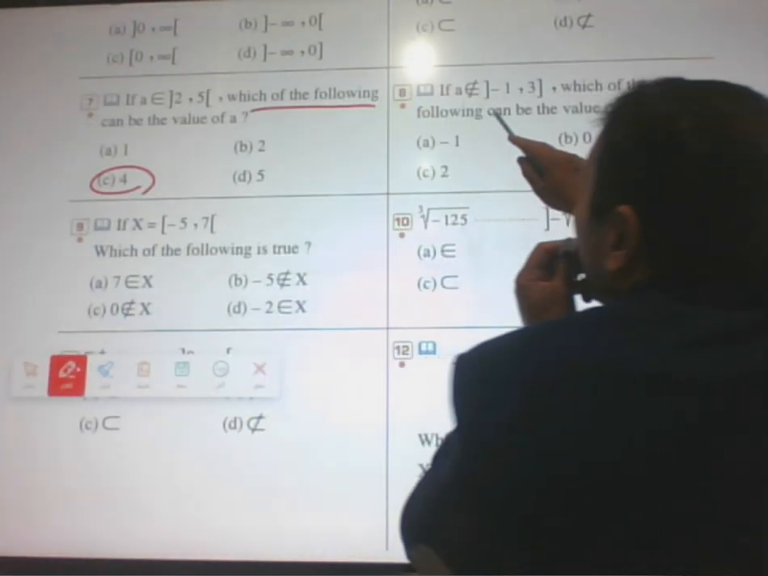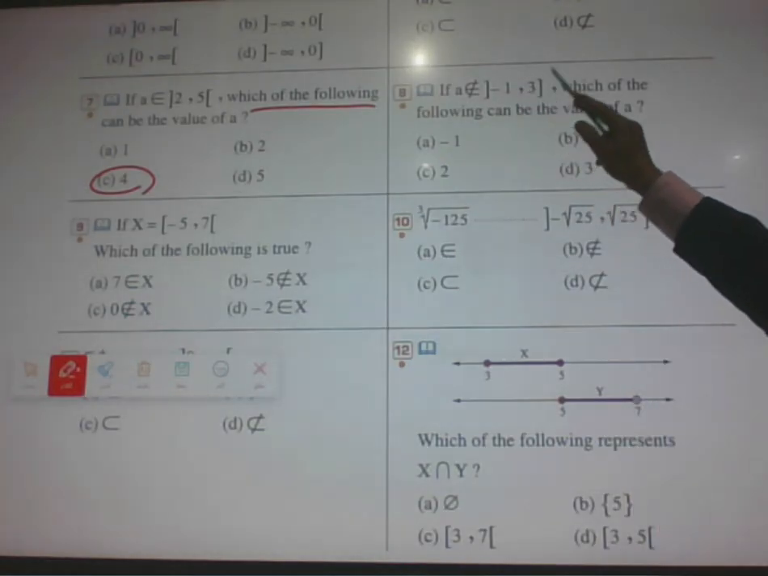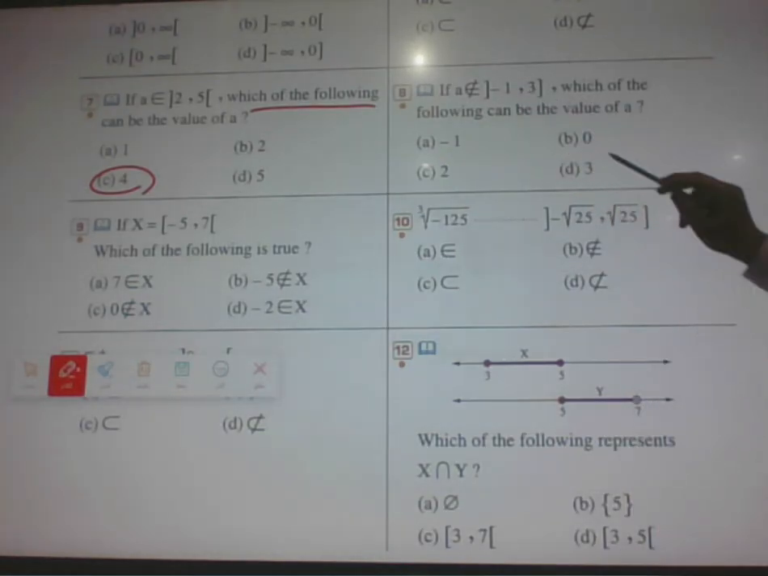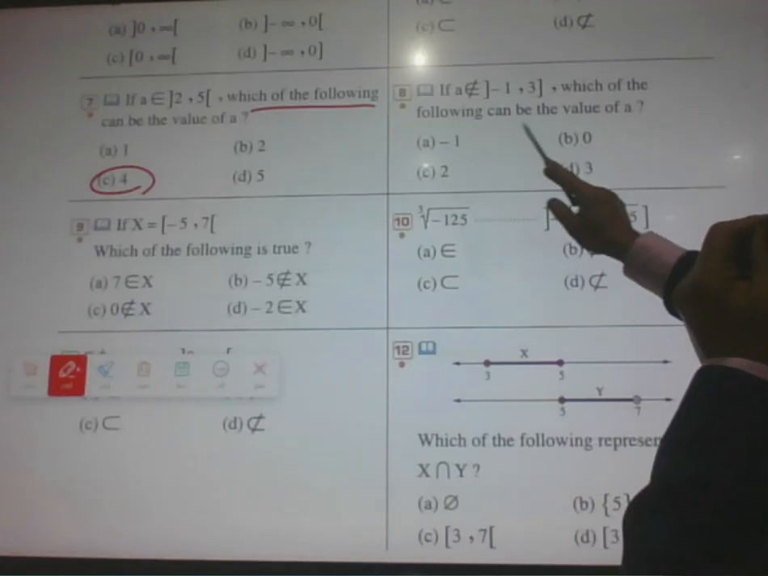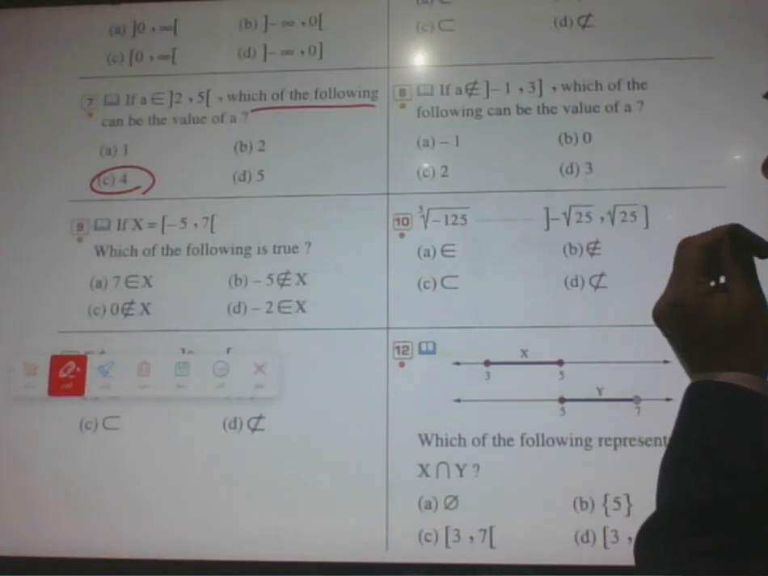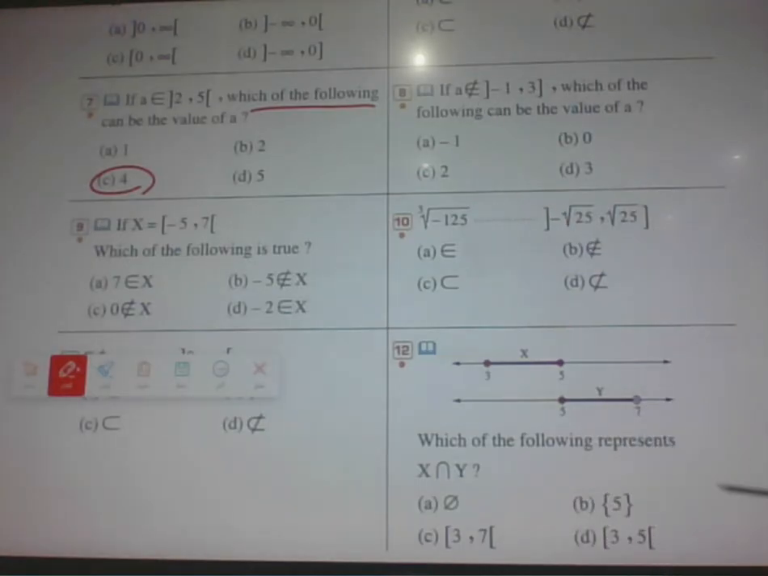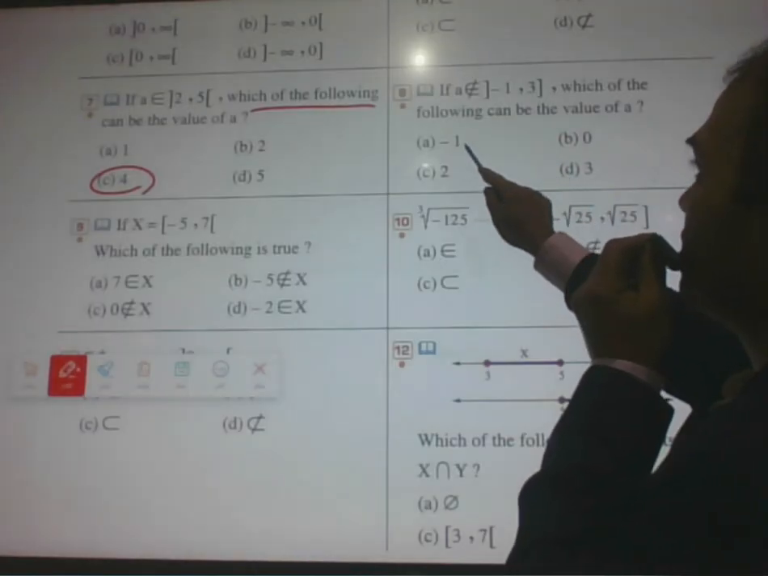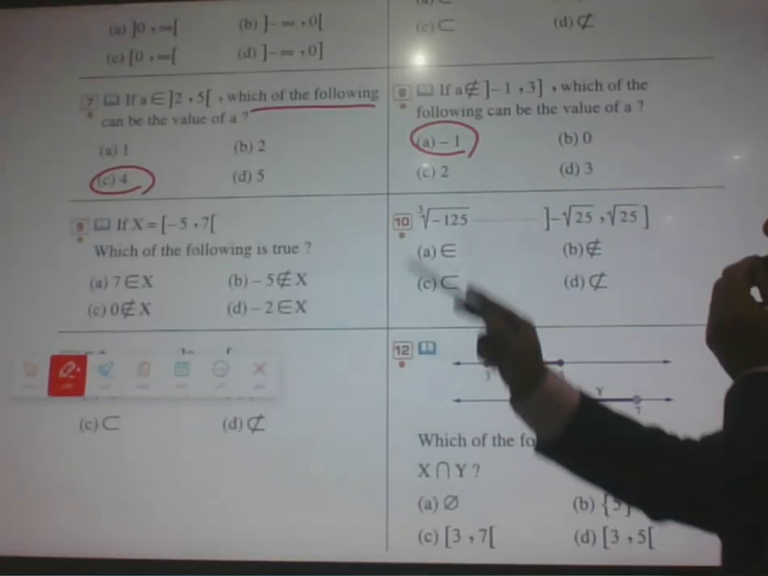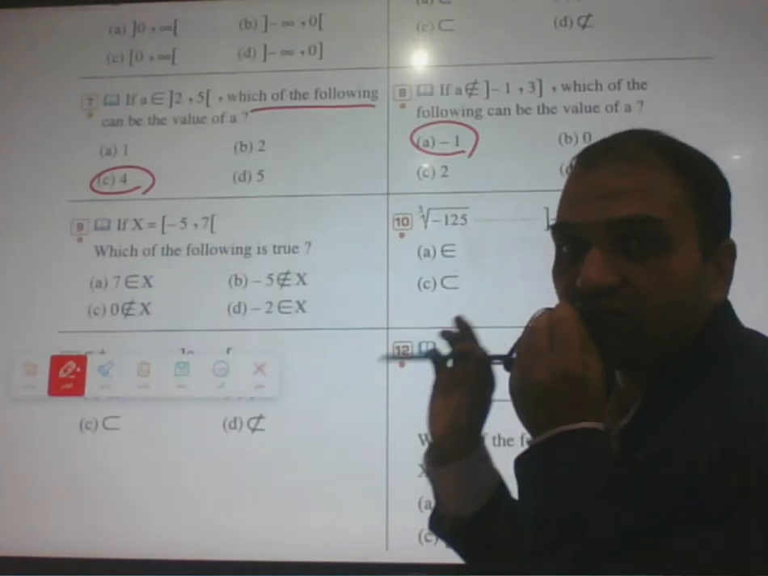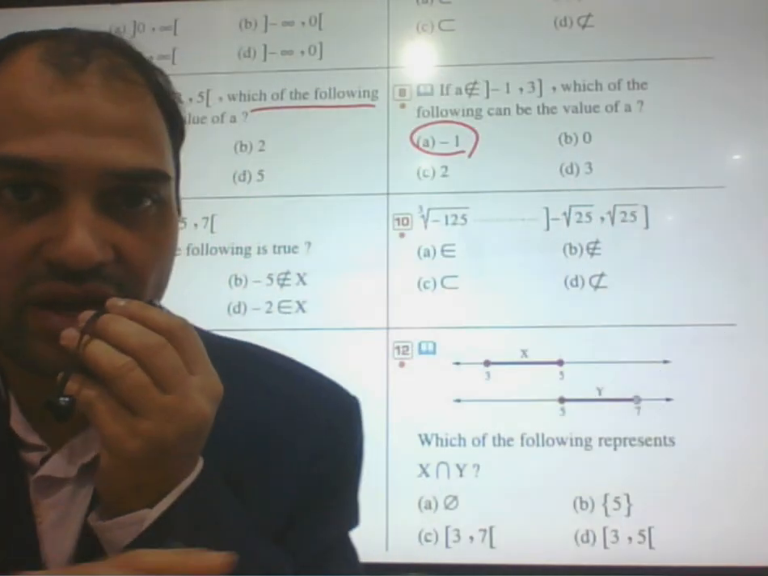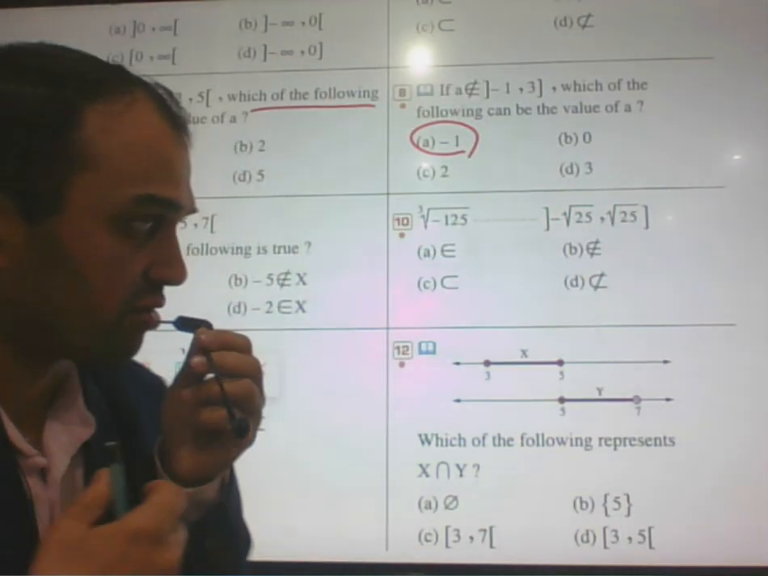We have A not belonging to the half-open interval from negative 1 to 3. Then which of the following can be the value of A? A number not belonging to negative 1 and 3. What is the number not belonging to it? You can write here negative 1. Yes, negative 1, because it's open here, meaning negative 1 does not belong to the interval. We haven't negative 1 in this interval, okay?